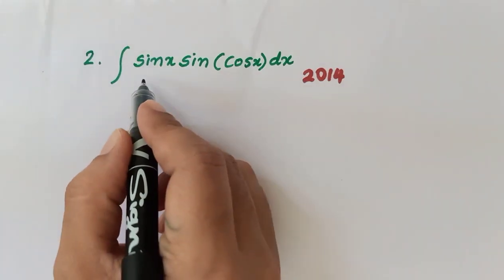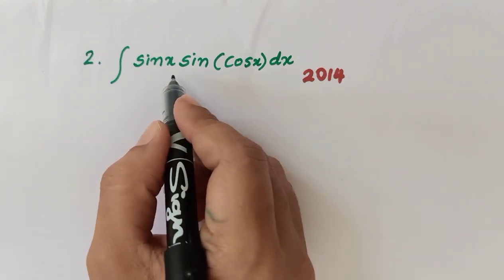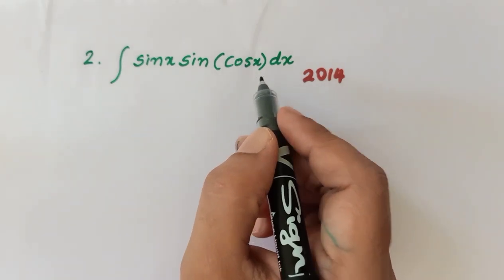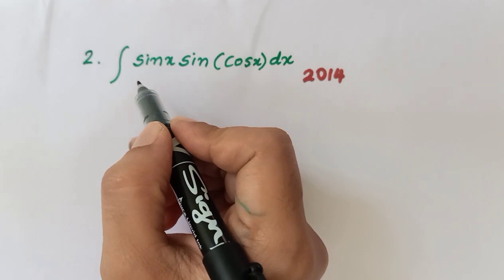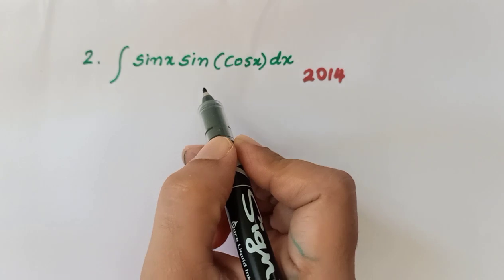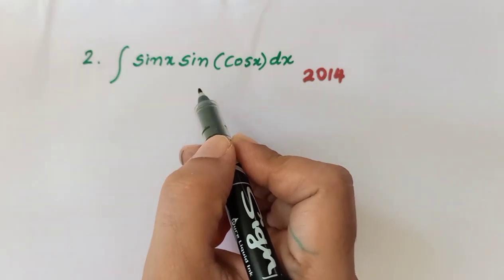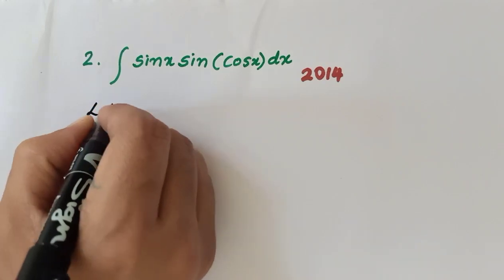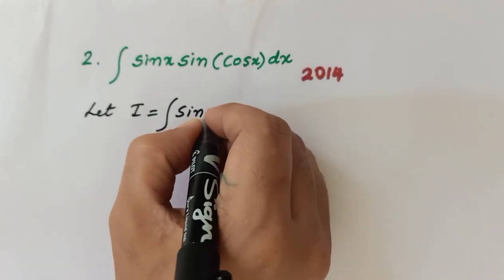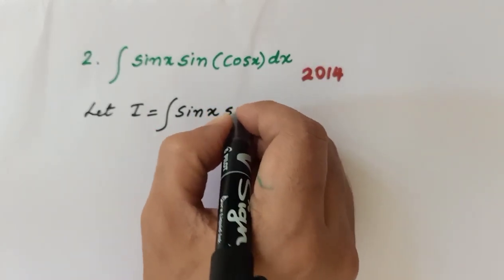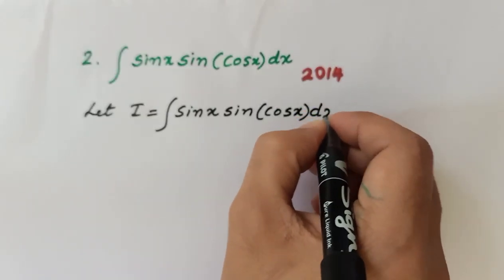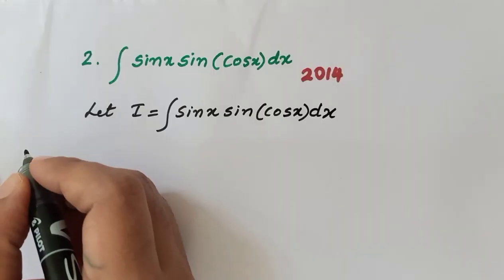We'll take the second example, integration of sin x into sine of cos x dx. Here, if I substitute t is equal to cos x, then I'll get sin x, so you can do a proper substitution here. First, before that, let I equal the same question. Always make a habit of writing this: sin x sine of cos x dx.